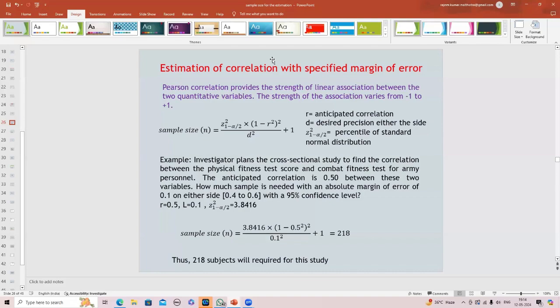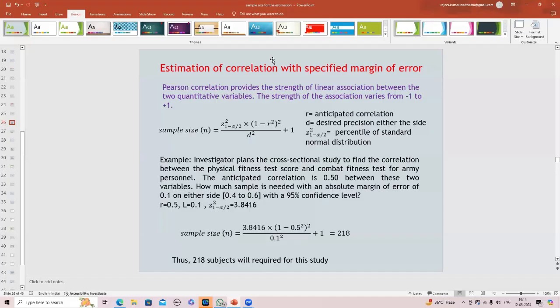Because I was told that when a prevalence is not available, then we take absolute error. Usually we have to take relative error. But in thesis work, if we take the relative error, the sample size comes in thousands, and that is not feasible. So when should we use an absolute error and when should we take a relative error? Absolutely.